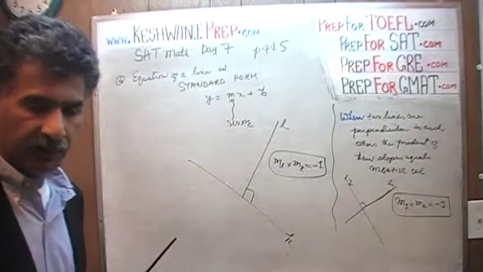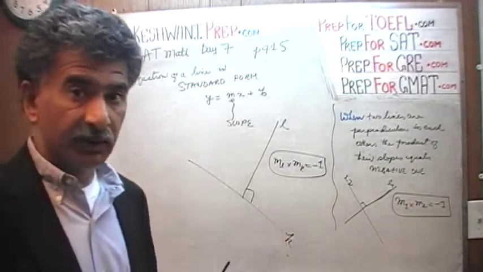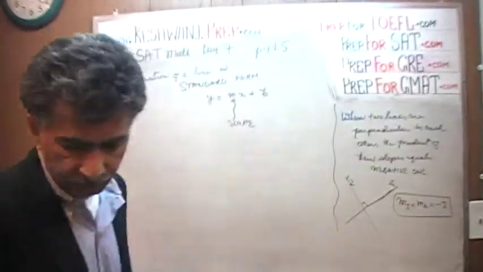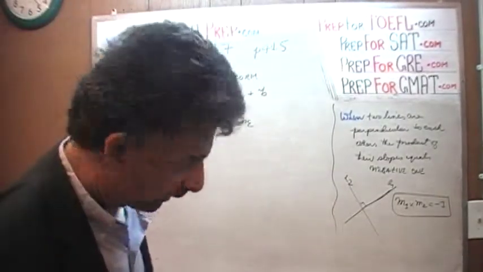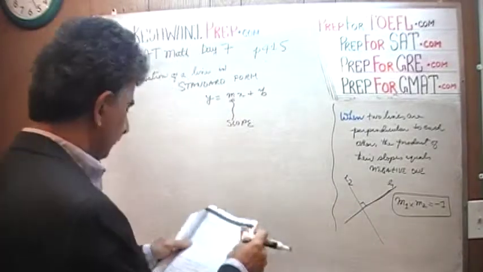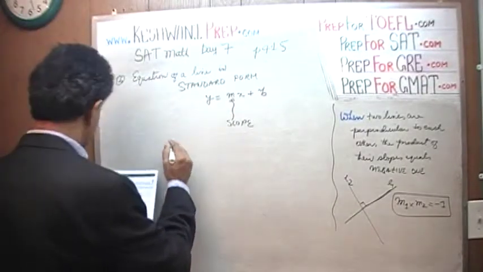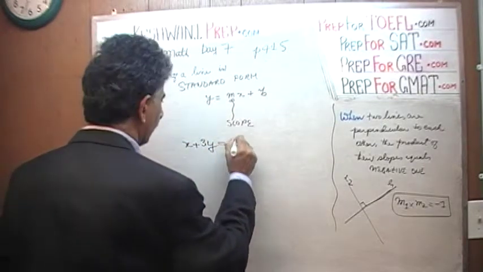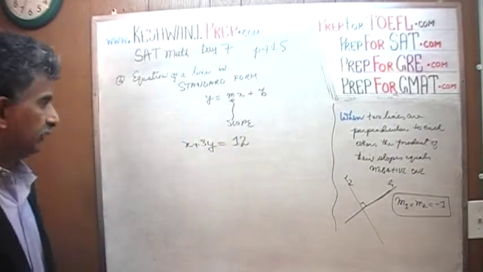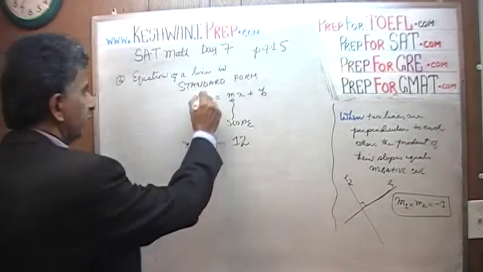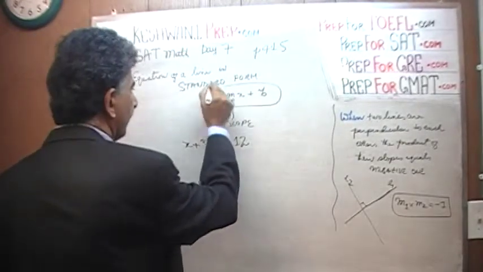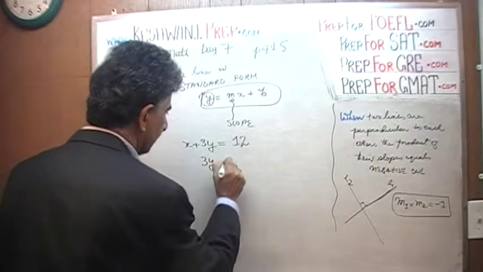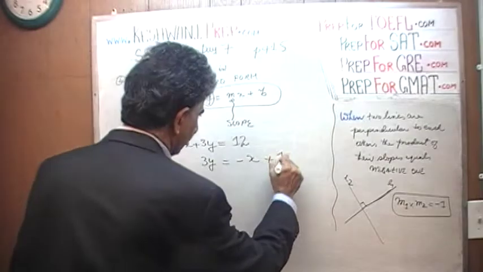So the very first thing we need to figure out is the slope of the line that is actually given to us. Let's find it out. They give us the equation of the line L, which is x plus 3y equals 12. So what we're going to do is manipulate it until it comes in this form, where y is by itself. So let's subtract x from both sides and we end up with 3y equals -x plus 12.